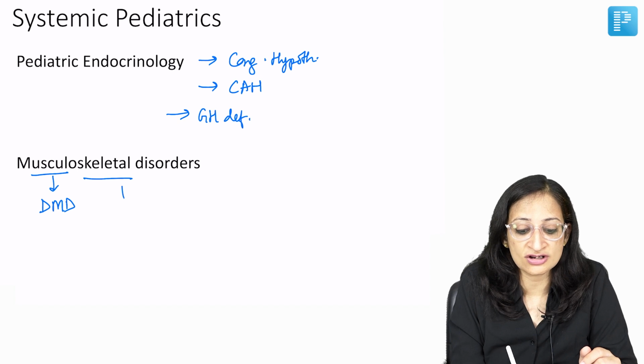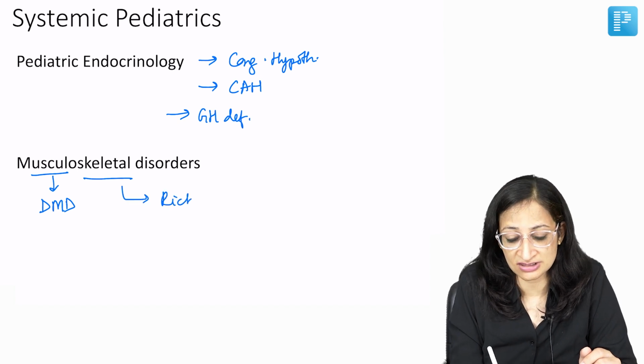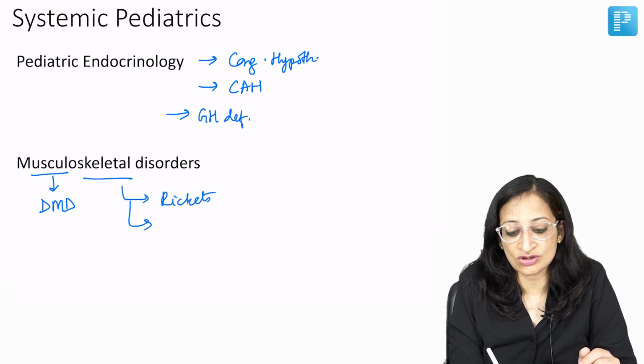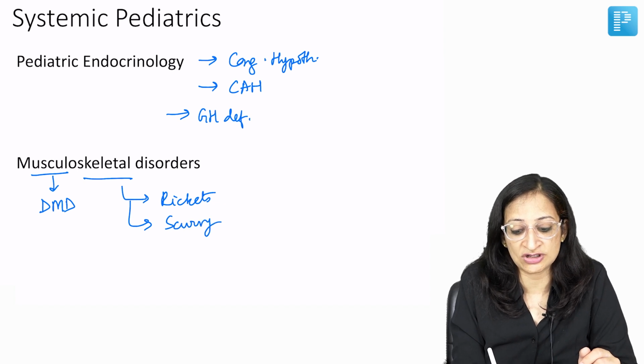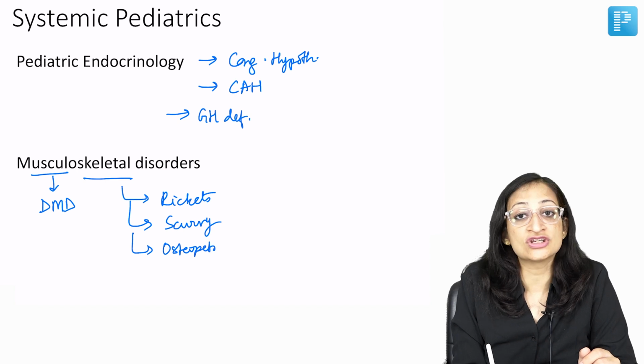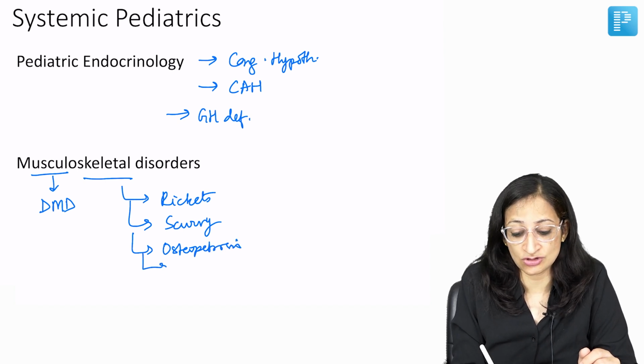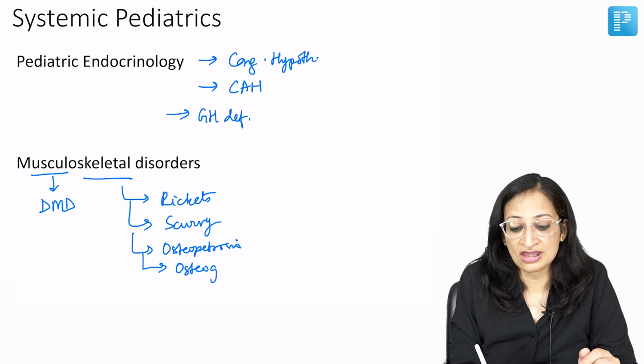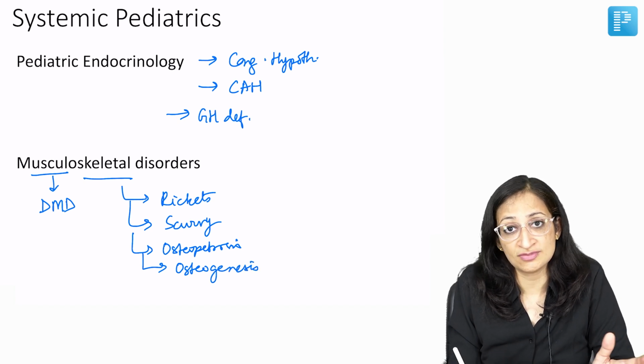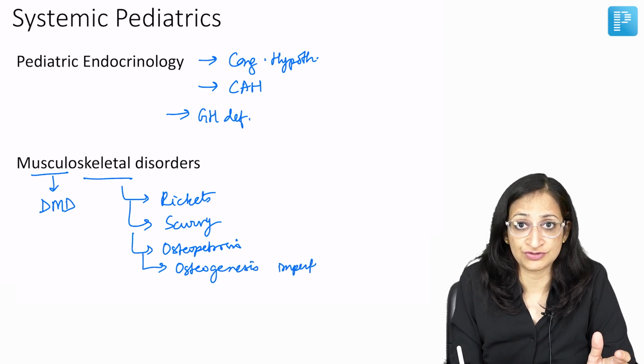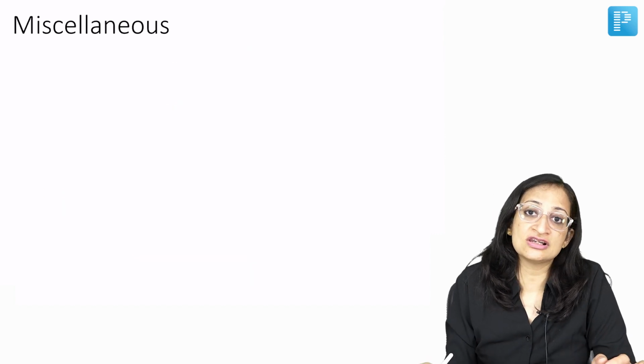Then skeletal disorders, the two most important ones are the rickets and scurvy. And sometimes you can get x-rays of osteopetrosis again, which is another important disorder. And osteogenesis imperfecta, the typical triad you get in osteogenesis imperfecta. And achondroplasia, again, we already mentioned, is again a very important disorder for you. Okay. Moving ahead to some miscellaneous topics.